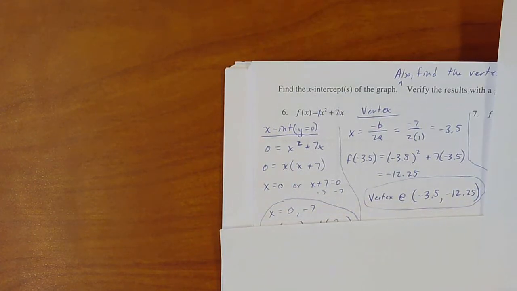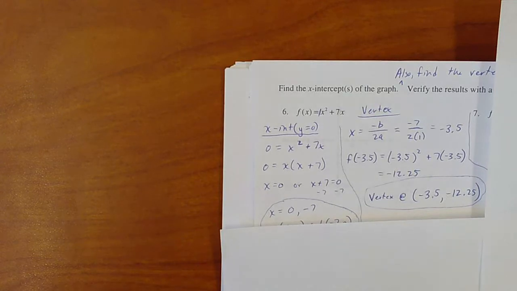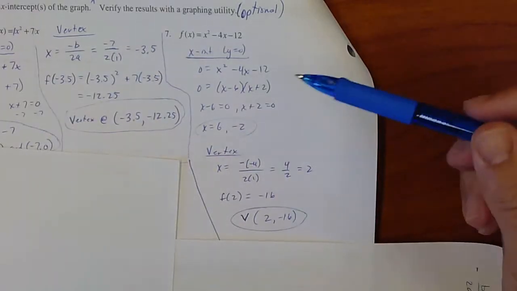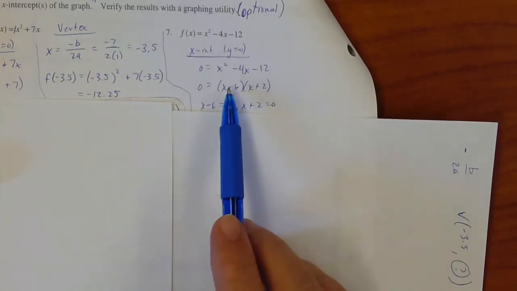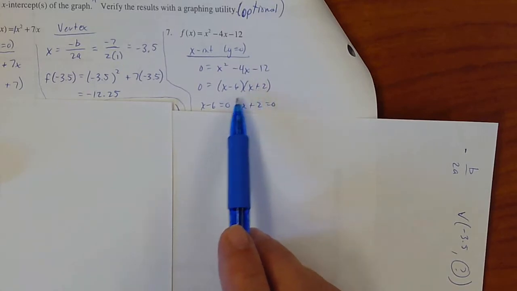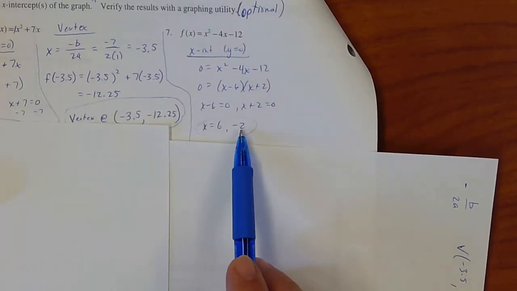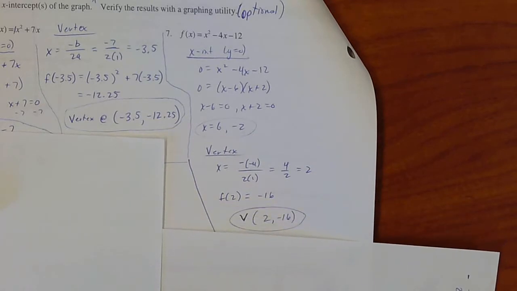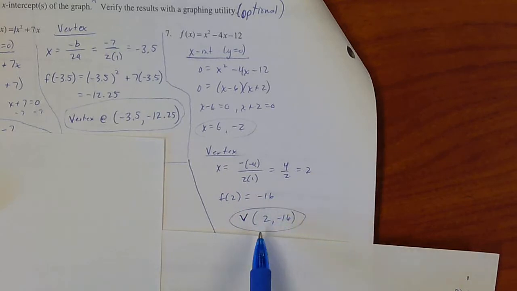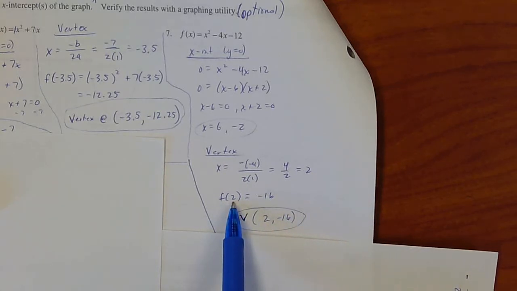Okay, I want you to try example 7. Go ahead and pause. Give them about 2 or 3 minutes again to solve for the x-intercepts and the vertex. Okay, here they are. X-intercepts. Okay, this one's factorable. Zero product law, we get 6 and negative 2. And here's the vertex work. Opposite of b over 2a, we get 2 for x. Plug it into your function. It gives us a negative 16.